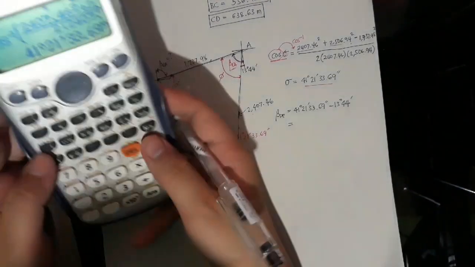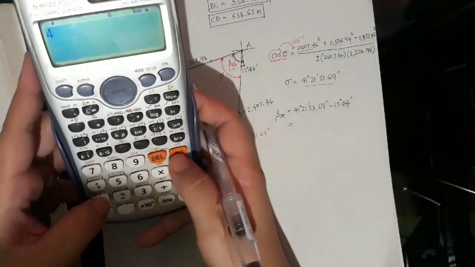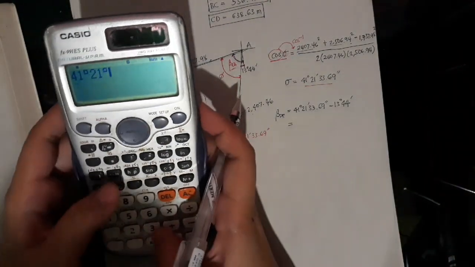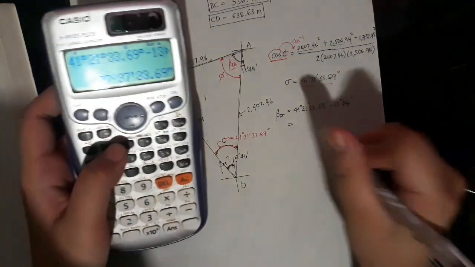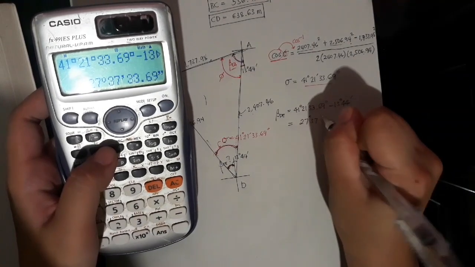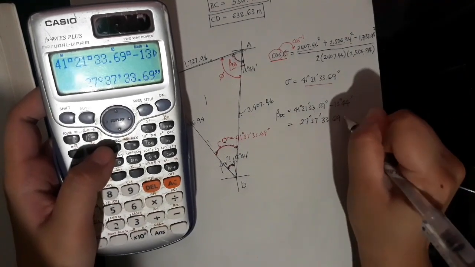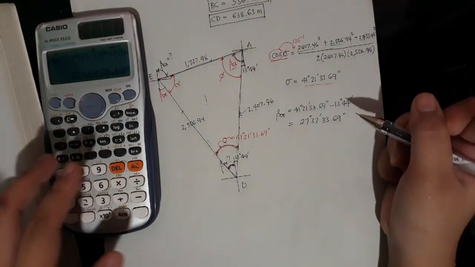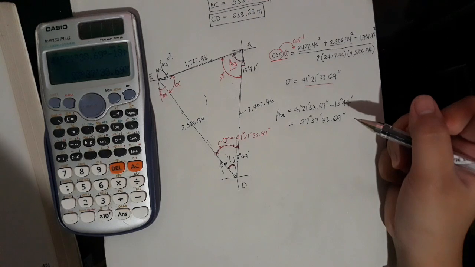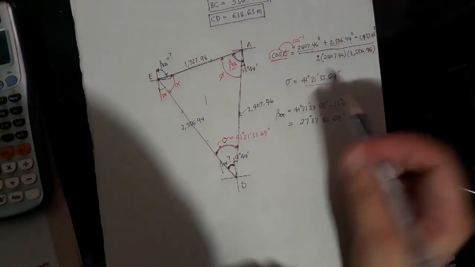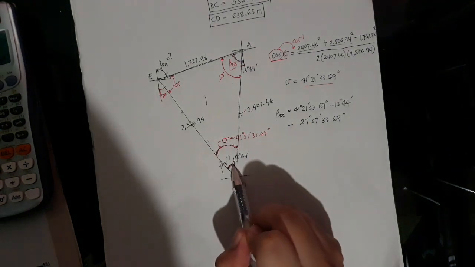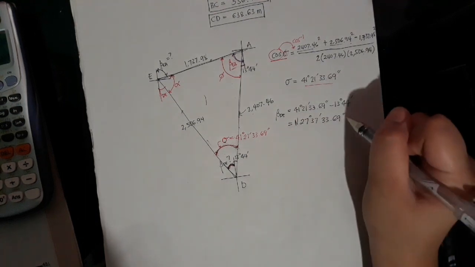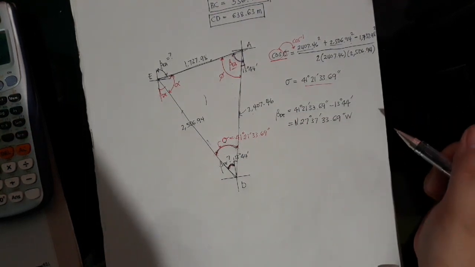That will be, okay, 41 degrees, 21 minutes, 33.69 seconds, minus 13 degrees, 44 minutes. That's 27 degrees, 37 minutes, 33.69 seconds. Okay. So, na yun. Okay. So, since dito yung forward bearing from D to E, okay, that's north, west. So, yan, northwest. Basta bearing dapat na i-direction.